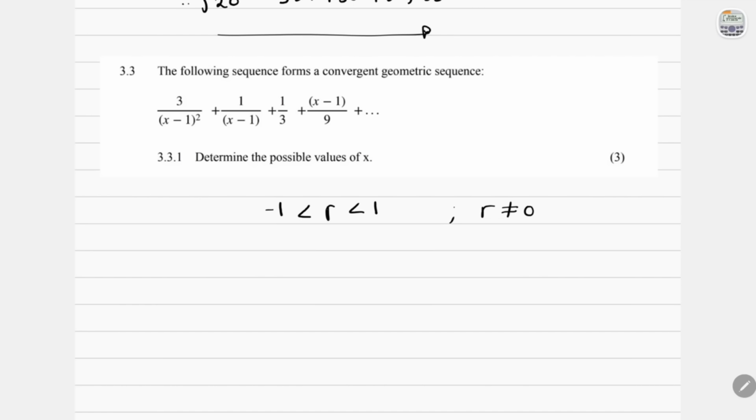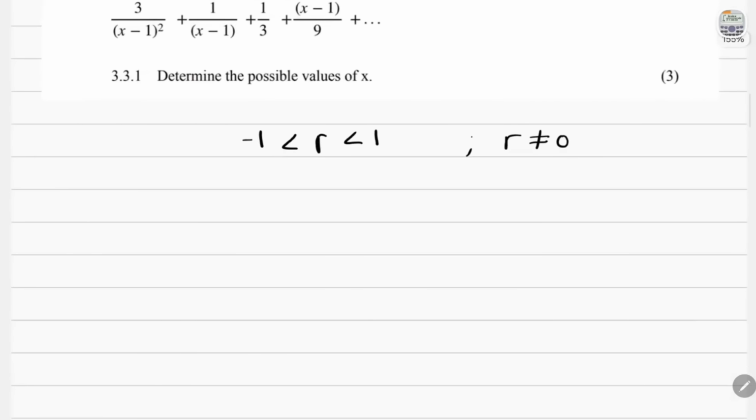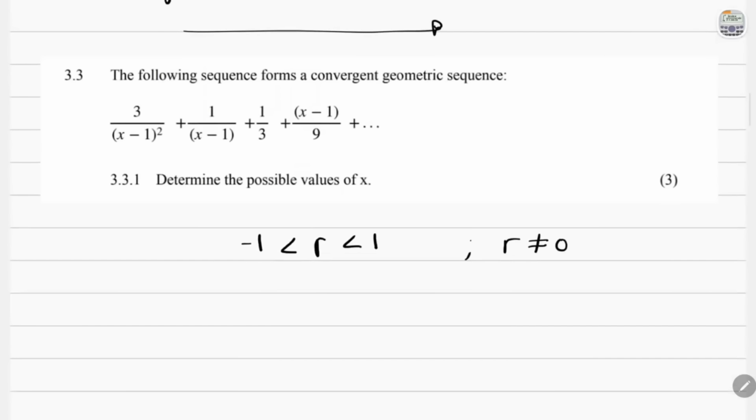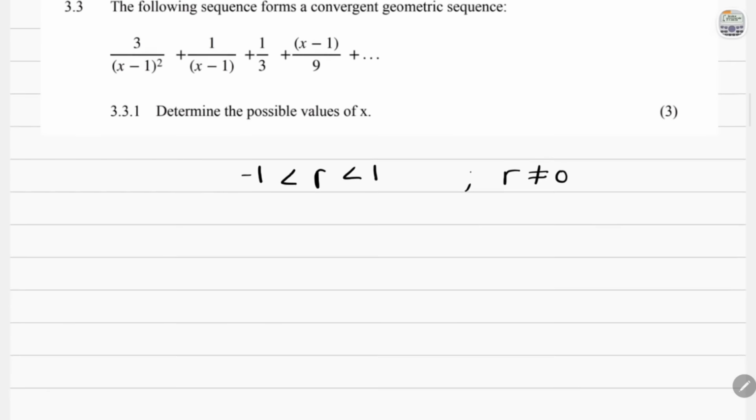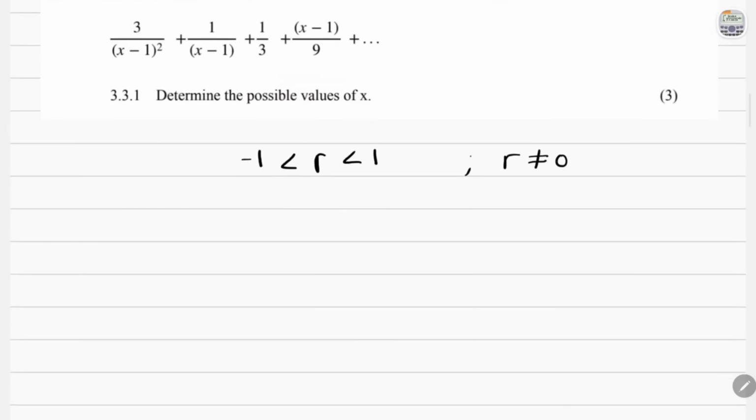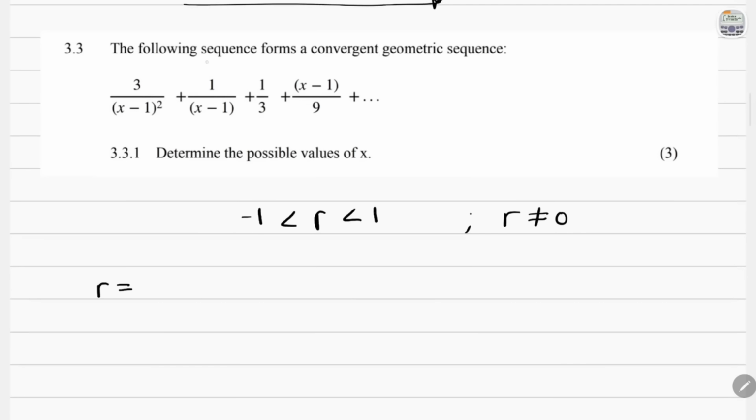So they say we need to determine the possible values of x. This is for which the series would converge. So let's see. This is our first term, second term, clearly third term. So let's just find r. Since we know it's a convergent geometric series, we can just find r. And to find r, just always take the next term divided by the previous term.